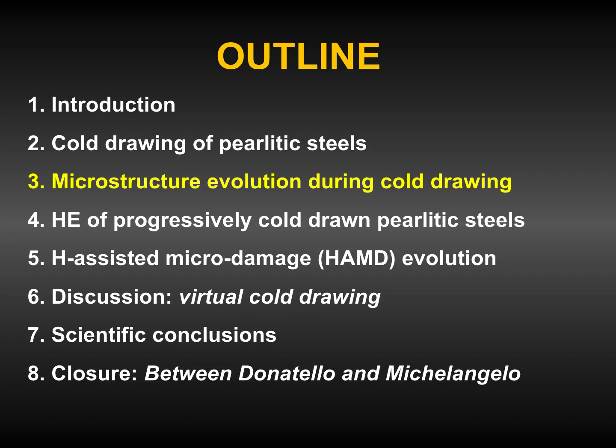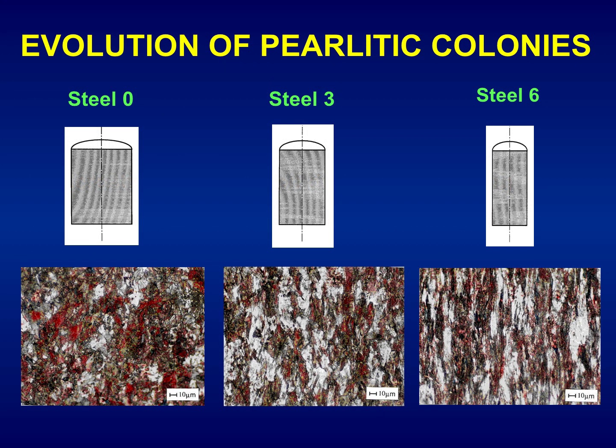Third, microstructural evolution during cold drawing. Regarding perlitic colonies, first microstructural levels, we have pictures of the metallographic analysis, perlitic colonies of steel 0 degree of drawing, hot rolled, not cold drawn at all, steel 3 after 3 steps of cold drawing, and heavily cold drawn steel 6 after 6 passes through the dies.